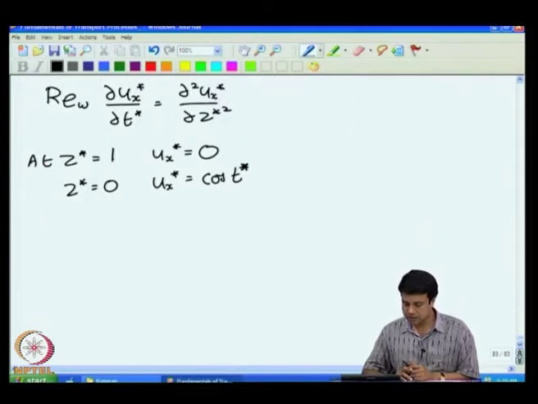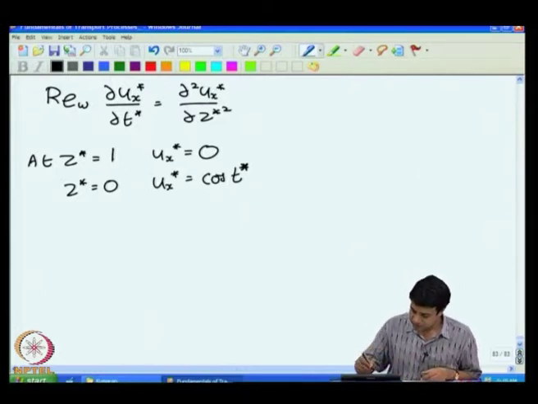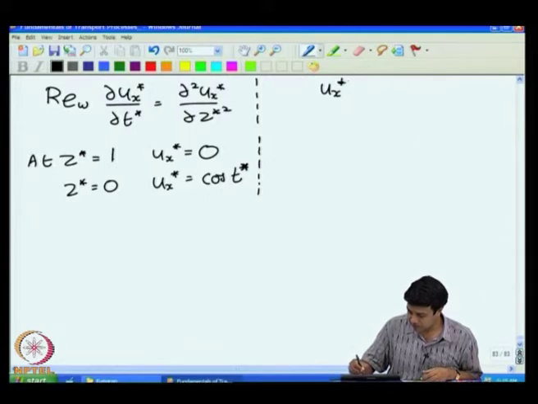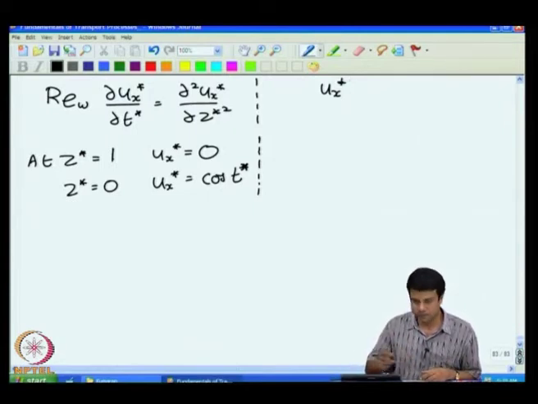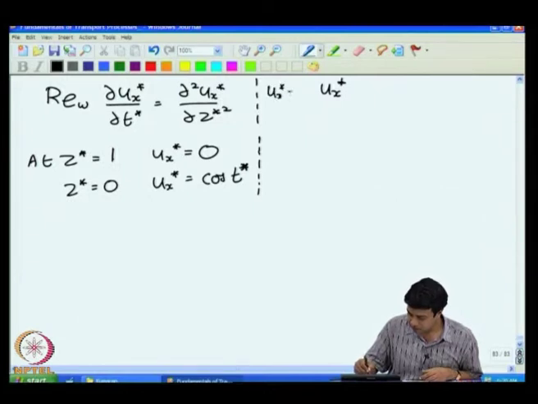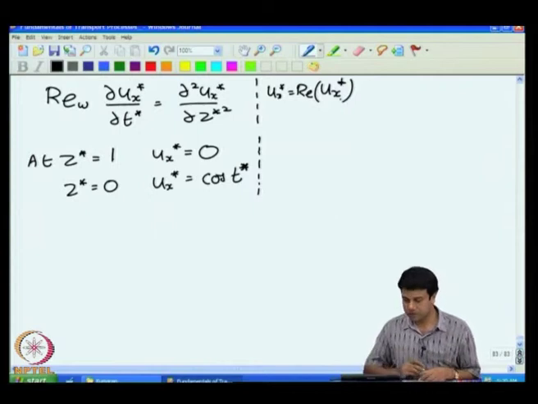Now, this has a boundary condition that is oscillatory in time, cos t. And cos function is generally inconvenient to handle. A simpler way of handling it is to actually define a complex velocity field. So, let me just say how it is defined and then justify it. I will define a complex velocity field ux plus such that the actual velocity field that I have in my problem, ux star, is equal to the real part of ux plus.